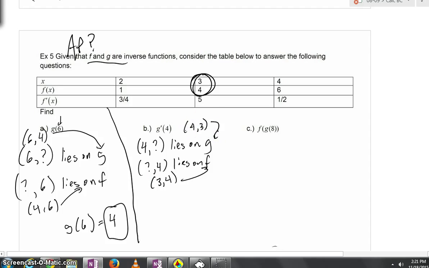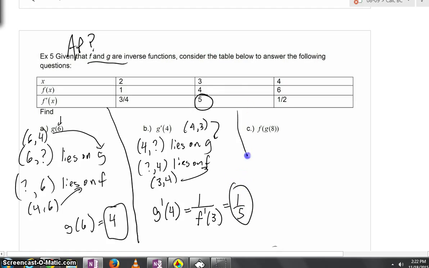I have no information directly on g, but from the problems we've just been doing, g prime of 4 would be 1 over f prime of 3. Now, f prime of 3, I want to point out to you via the table, is given to you. And it's actually 5. So plain and simply, the answer is 1/5.